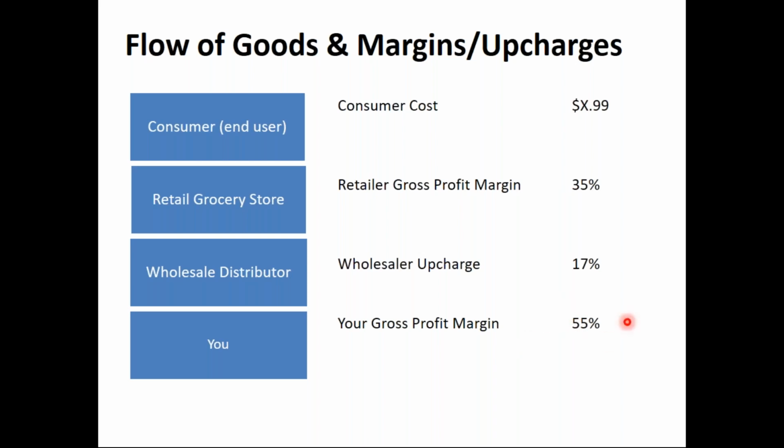If your gross margin goes down to 55%, I mentioned I based the wholesaler upcharge on 17%. I've seen them between 15 and 20% locally. We've got the retailer gross margin at 35% consistently, and then the consumer cost.